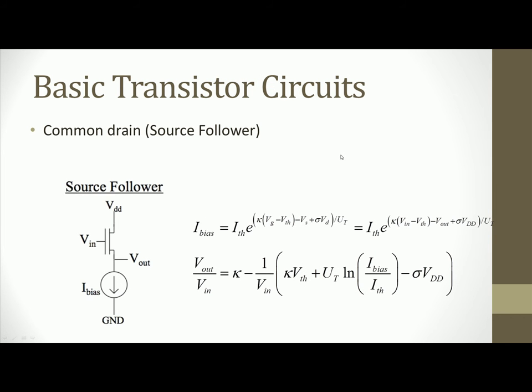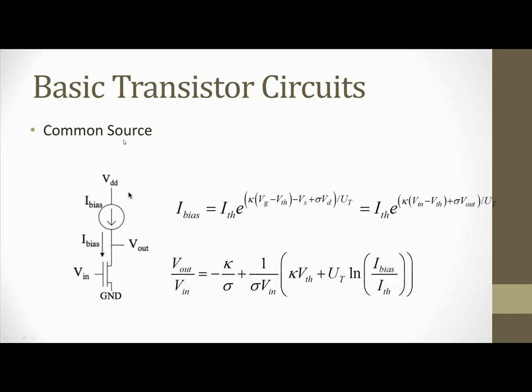And for basic transistor circuits, we have common drain, common source, and OTA. For the source follower, which is a common drain amplifier, we derive from the subthreshold current equation, and then we can find the transfer function of it, which is kappa as the linear part and another part over Vin. It's the same thing for the common source, which has a linear part of minus kappa over sigma, and another part over sigma times V.